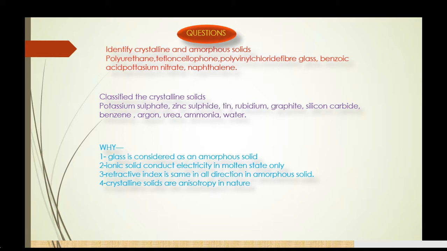Now the third question is here, what is the reason? You have to describe why glass is considered as an amorphous solid. Second, ionic solids conduct electricity in molten state only. Number third, refractive index is the same in all directions in amorphous solid. And the last question is this, crystalline solids are anisotropic and isotropic in nature.